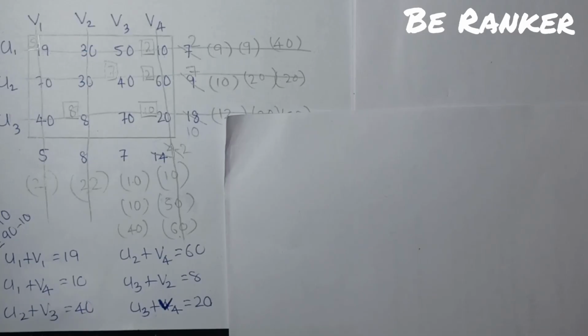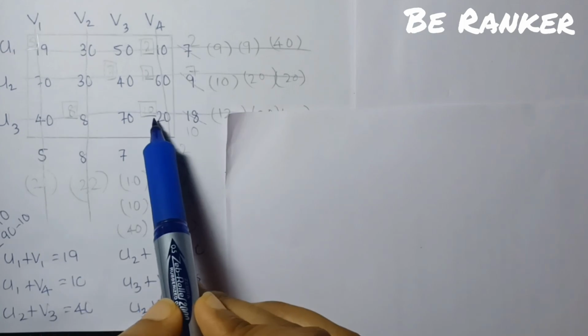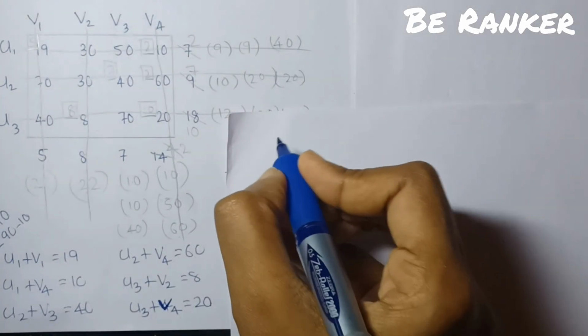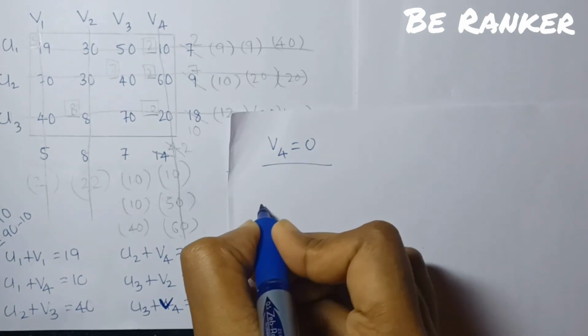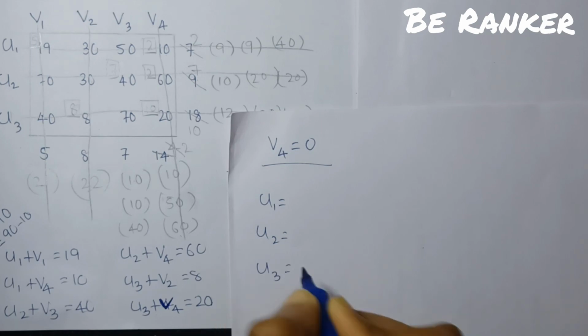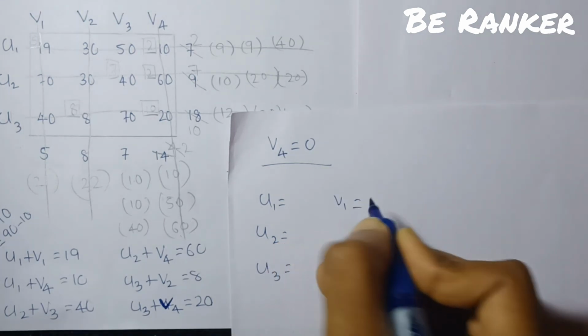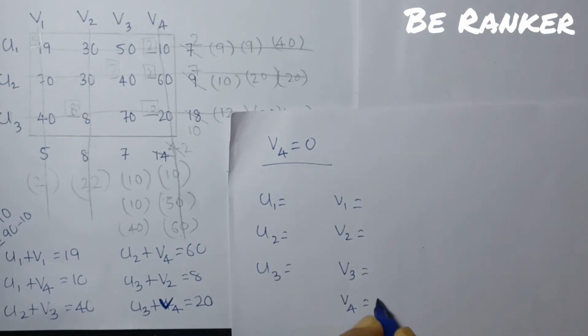Here the most repeated one is V4. The V4 column contains three allocated cells, so I put V4 is equal to 0. From this I want to find U1, U2, U3, then V1, V2, V3. V4, you already know, is equal to 0.